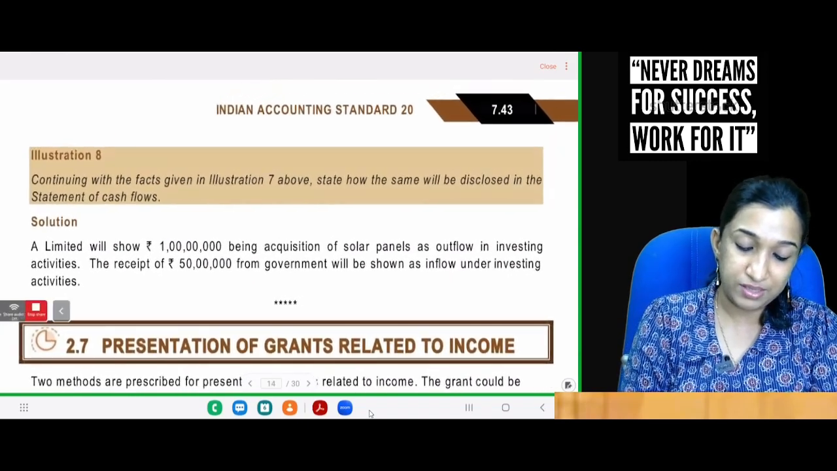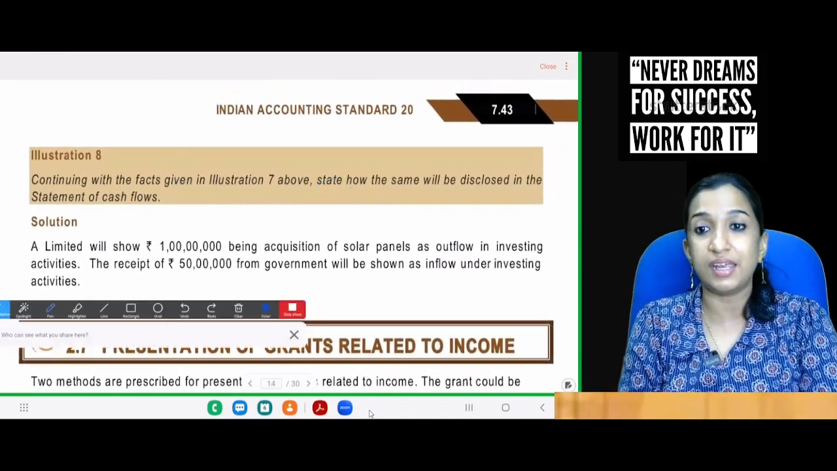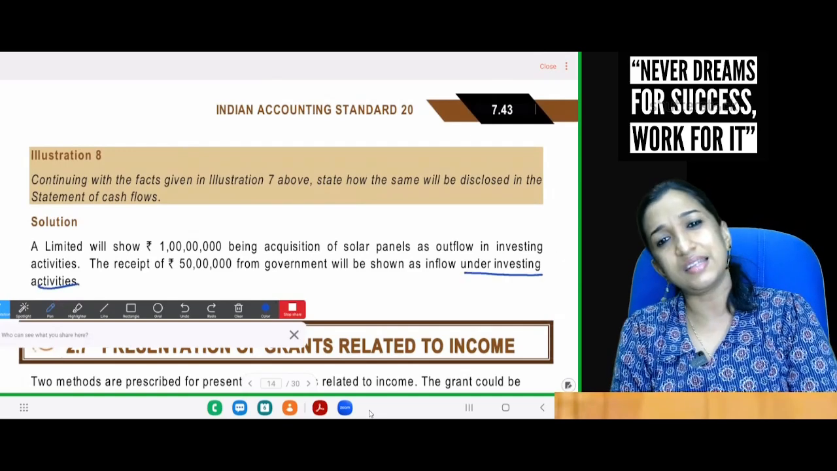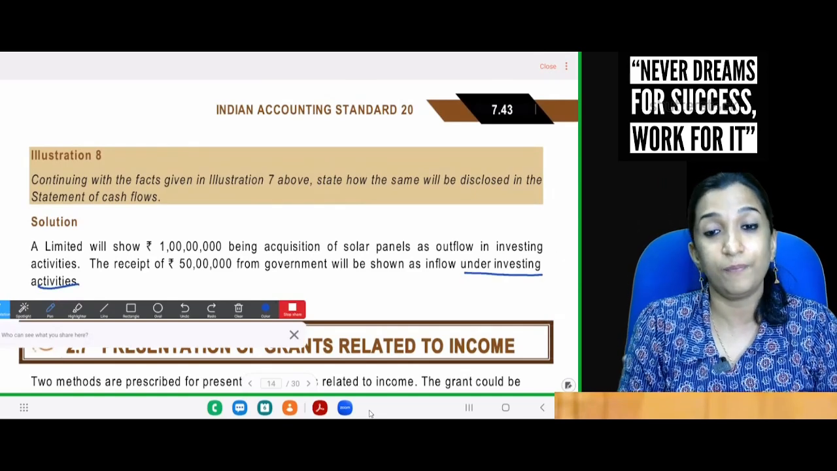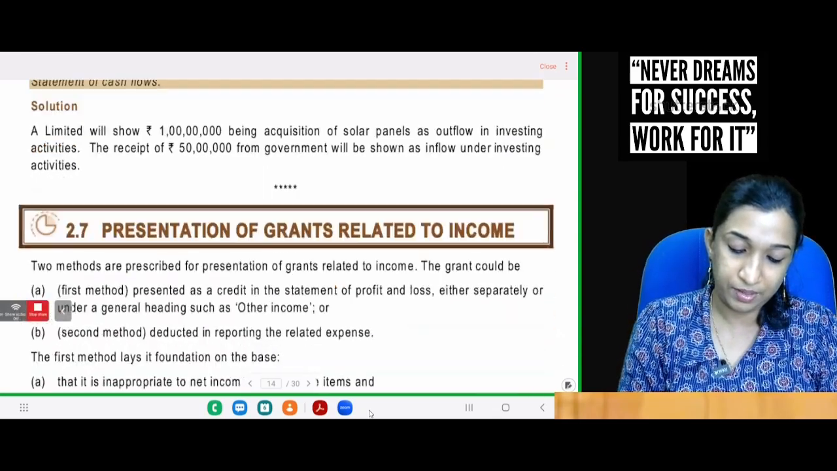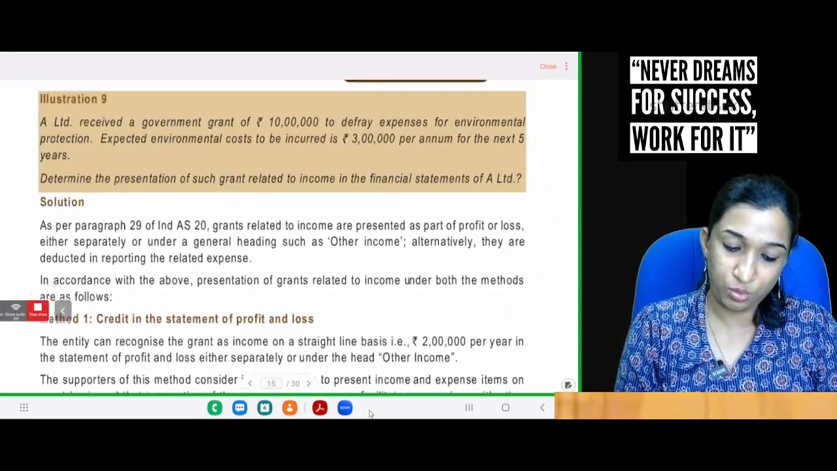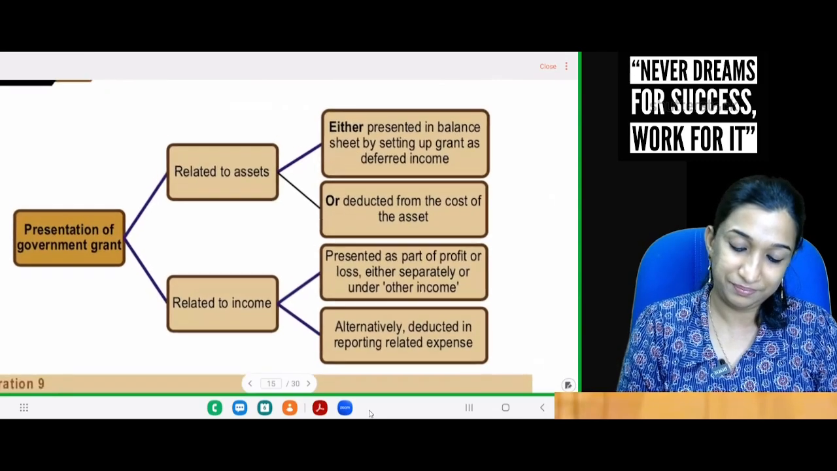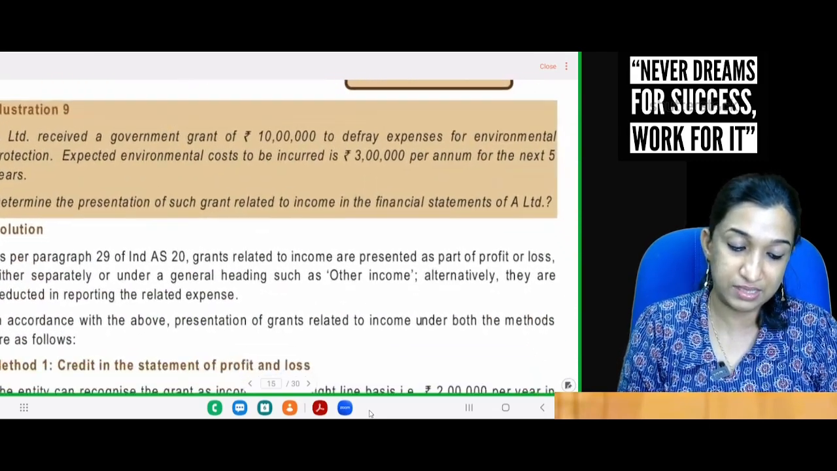How will the same be disclosed? If it is asset related, it will be shown under investing activities. Other than asset related, you would be showing under financing activities. Presentation. Okay, fine. This is something which we have discussed.